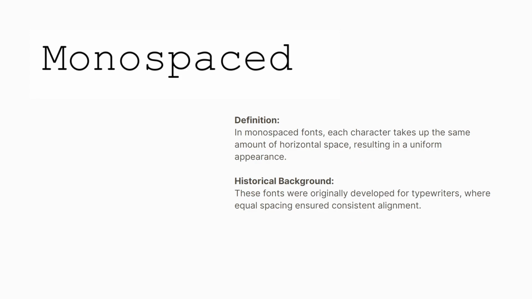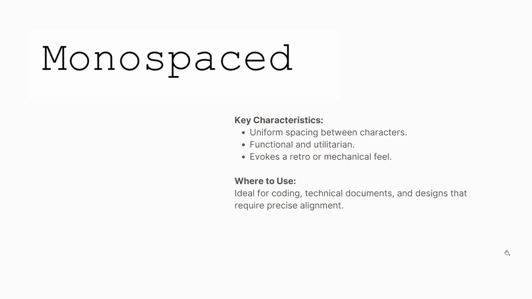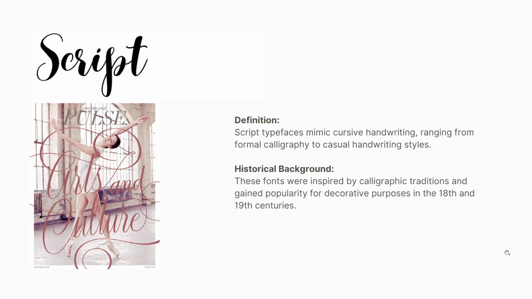Our monospace types, all the characters are going to take up the same amount of horizontal space. It's going to feel really uniform. And these are our typewriters. This is where this is developing from, where our spacing is going to ensure consistent alignment. It's functional. It's utilitarian. It's going to feel a little bit more retro, and it's going to have that mechanical vibe to it. This is great for coding, technical documents, and designs that require precise alignment.